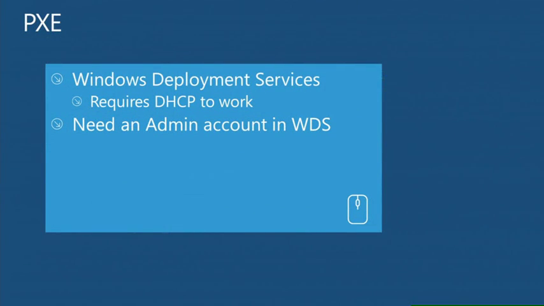So we need Pixie. We need Windows Deployment Services, which in that case requires DHCP to work, which means that we then need to have an Active Directory, which doesn't matter because we're going to need Active Directory anyway, otherwise System Center Virtual Machine Manager doesn't work. We need to have an admin account in the WDS server. And we do have some issues here. It is not recommended to run multiple WDS servers in the same network. Since that is a broadcast protocol, we're going to have issues.